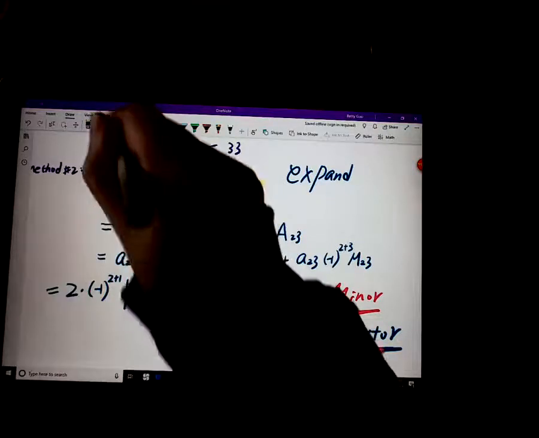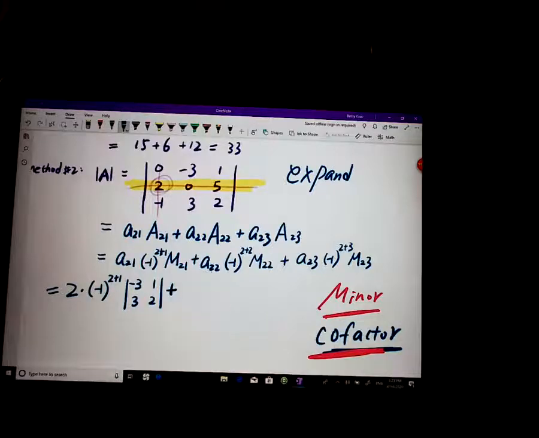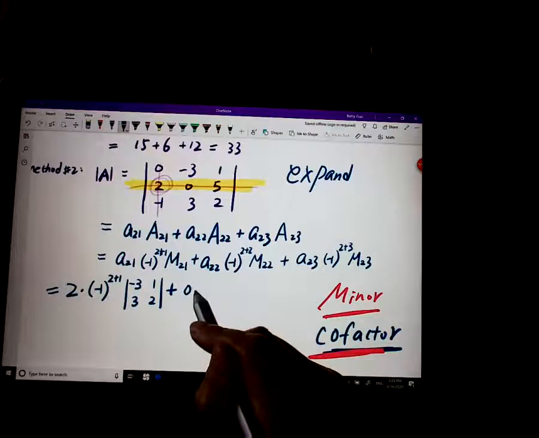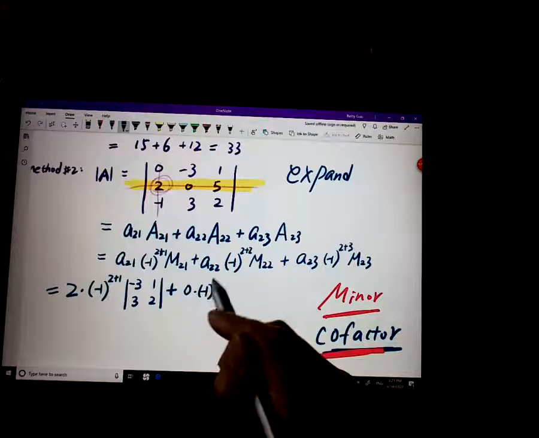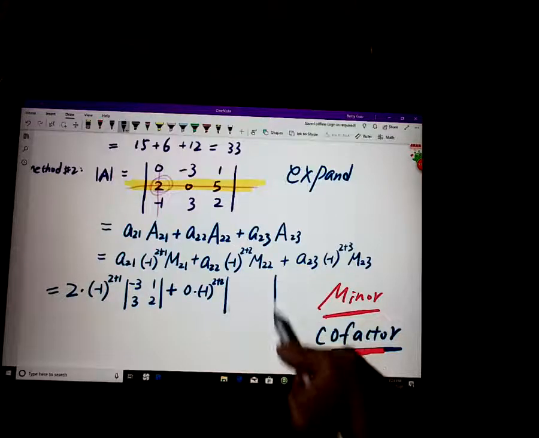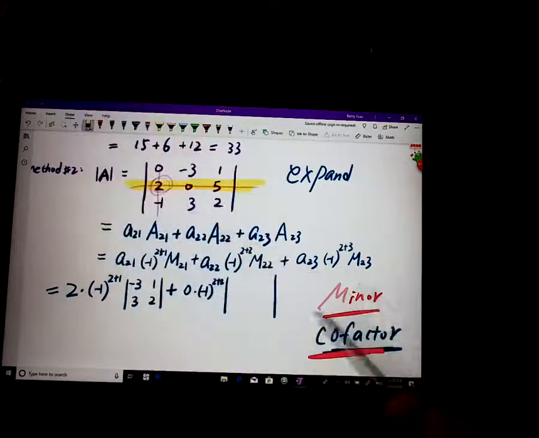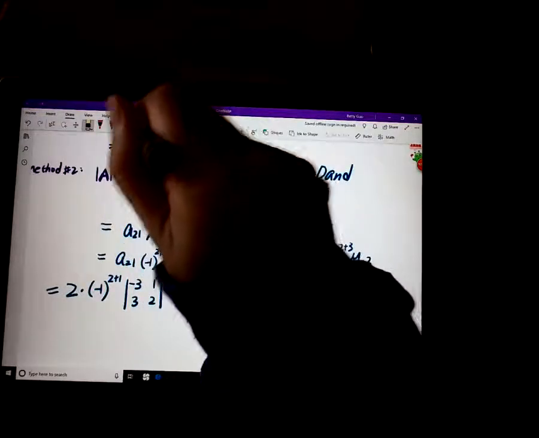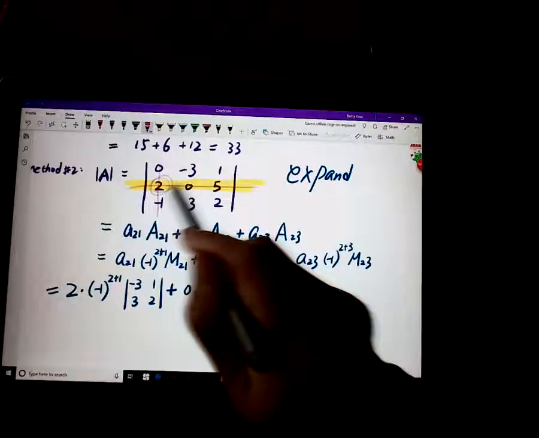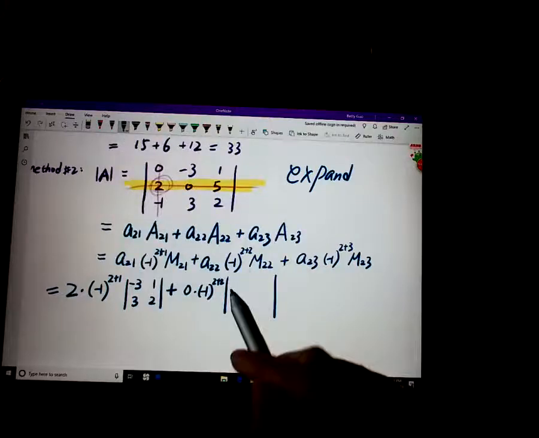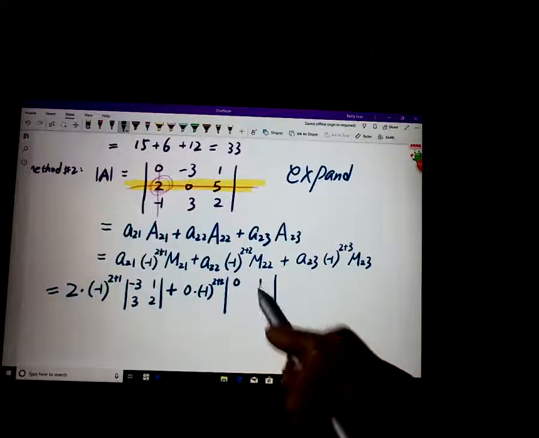Plus, I'm using blue, right? A sub 22, the second entry in row 2, that's 0. 0 times -1 to the power of 2 plus 2, multiplied by its minor. What is the minor? Do you remember how we find the minor? This time we cross out row 2 and column 2. The rest of the entries give us a 2 by 2 determinant: 0, 1, -1, 2.